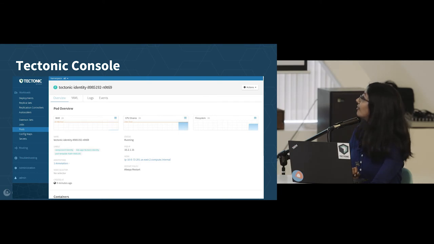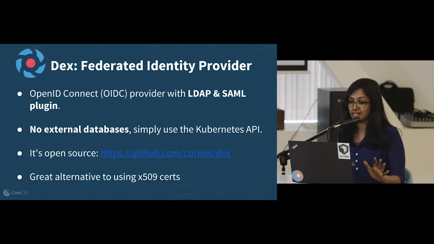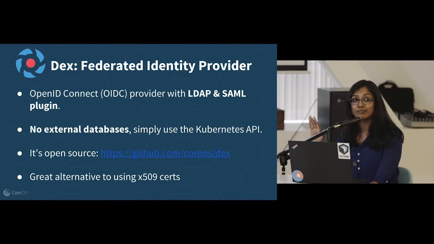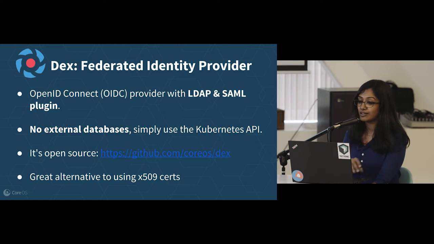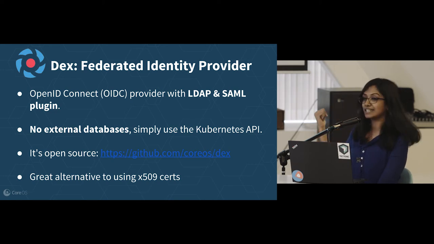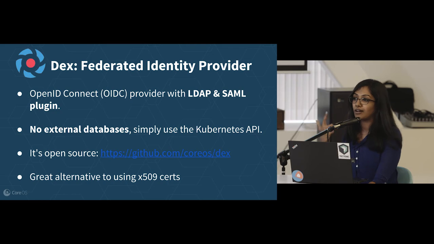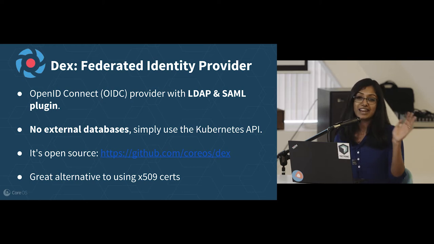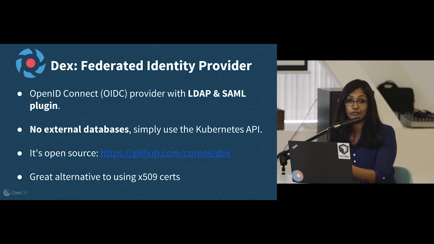And like I said before, when you show up to the console, we handle authentication. This is how we handle it. Dex is what we use as our federated identity provider. I'm going to give this slide a little more love because I work on it personally, and I'm a contributor and maintainer of Dex. Dex is an OpenID Connect provider with LDAP and SAML plugins. We recently added the SAML plugin, and we also support things like GitHub. We should add Facebook soon, maybe. But for anything you've heard of that is an identity provider, you can plug it into Dex, and Dex takes care of your authentication.